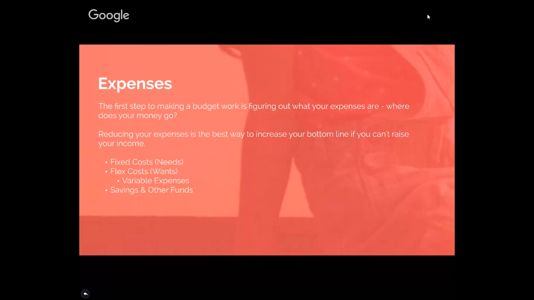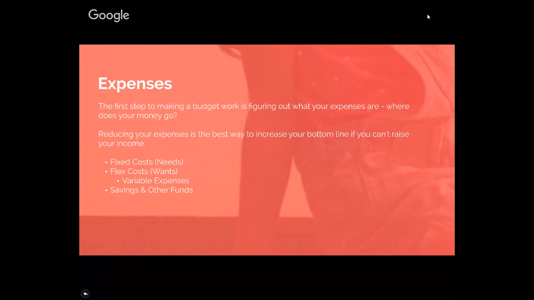Simply because you can't just say, I want a raise and get it automatically. You can't just find a new job that's going to automatically pay you more money. So if you definitely can't increase your income, reducing your expenses is going to be the way to go. So when you look at your expenses, we're talking about fixed costs, your flex costs, or the variable expenses, and then savings and other funds.